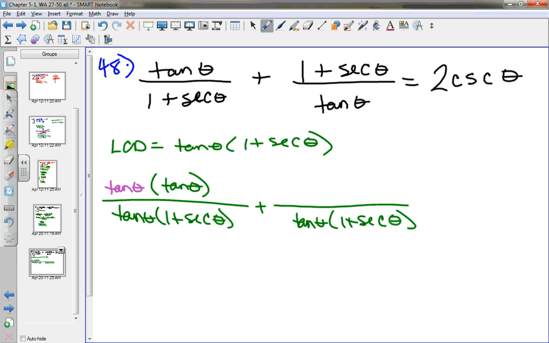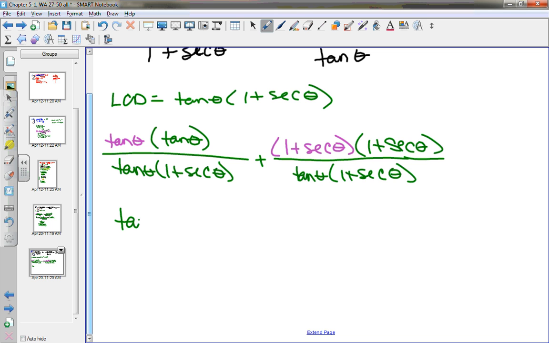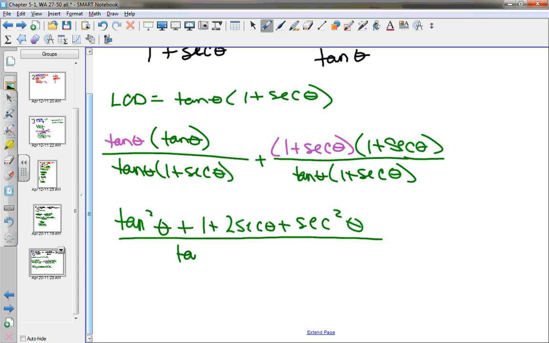What do I multiply the second denominator by to get that? 1 plus secant. So I'm going to multiply that by 1 plus secant of theta, and drop down what is currently there. What do I do? Add together. Marry them. We join these two in holy matrimony. Tangent squared theta plus 1 plus 2 secant theta plus secant squared theta, all over tangent of theta times 1 plus the secant of theta.